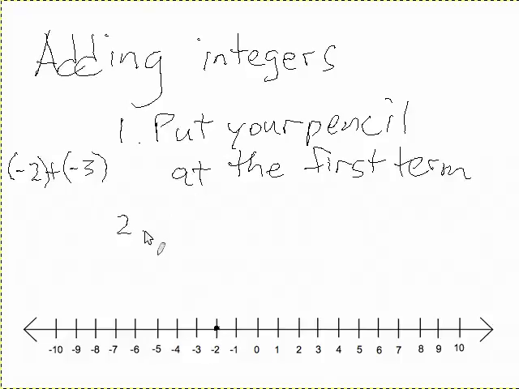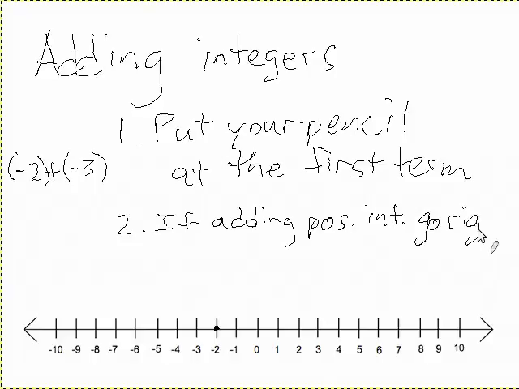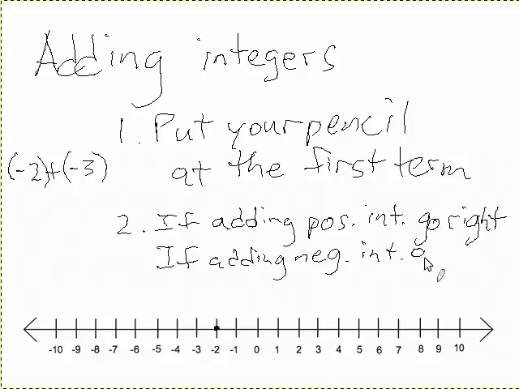Okay, and then for adding integers, if you're adding a positive integer, go right. And if you're adding a negative integer, you're going to go left. Okay, and that makes a lot of sense. If you're talking about -2 and you're adding -3, you're getting further away from 0. So we start off at the -2, we're adding -3, we're going to go 1, 2, 3 places to the left. So our answer to this problem is -5.